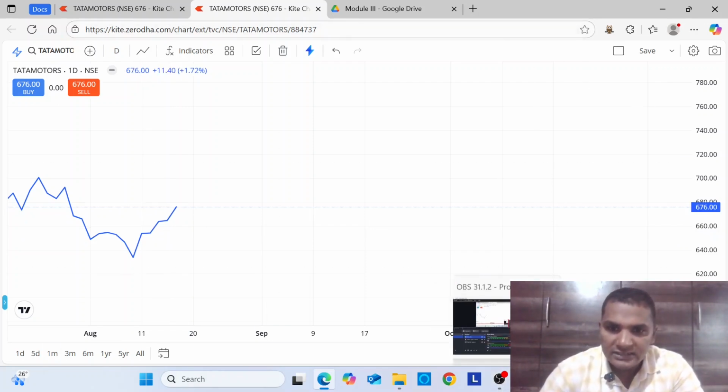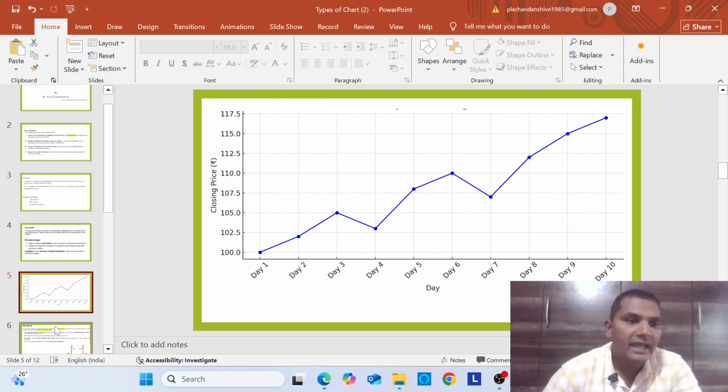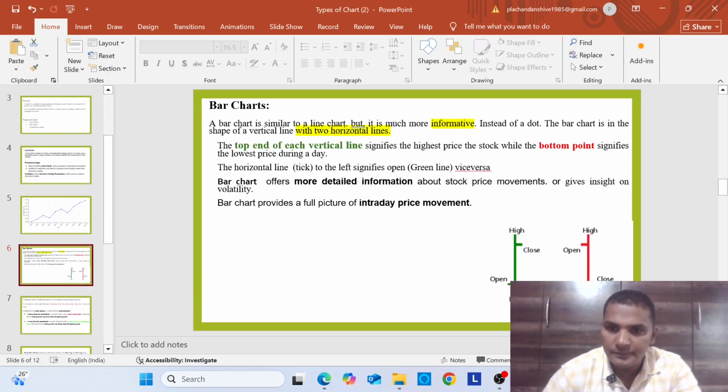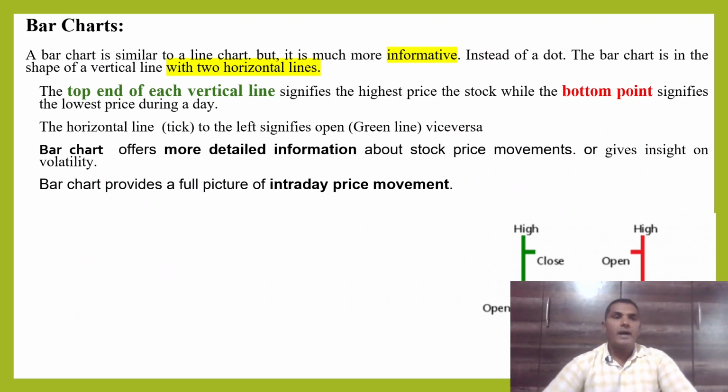Then we'll discuss the second important type of chart, and that is the bar chart. Bar chart is similar to the line chart, but it is more informative than the line chart, because in the line chart we are just connecting the closing price of that stock of that day and we are getting the line chart. But here the bar chart is more informative because you can see more information of that day. Like the bar chart is in the shape of a vertical line.